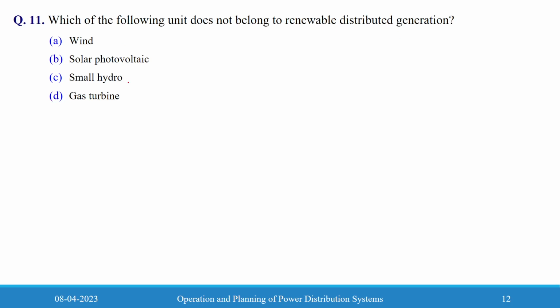So the next problem is: which of the following units does not belong to renewable distributed generation? And the options are: A wind, B option is solar photovoltaic, C option is small hydro, D option is gas turbine.